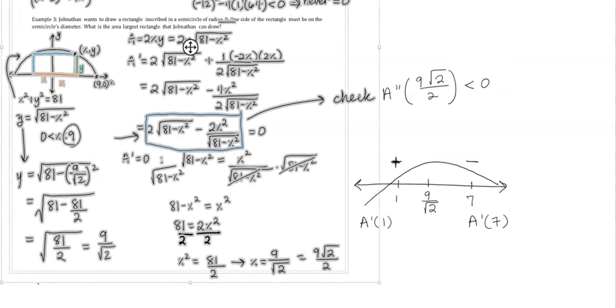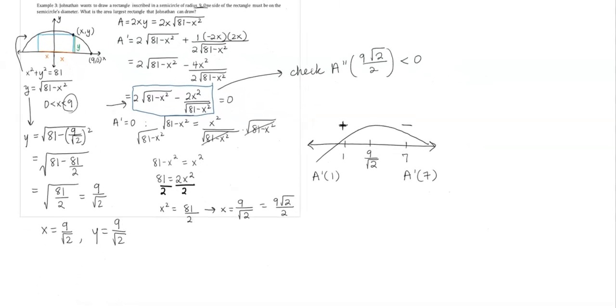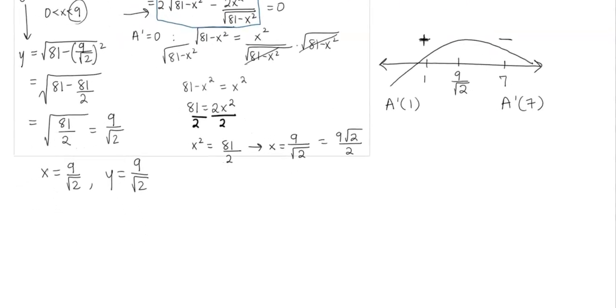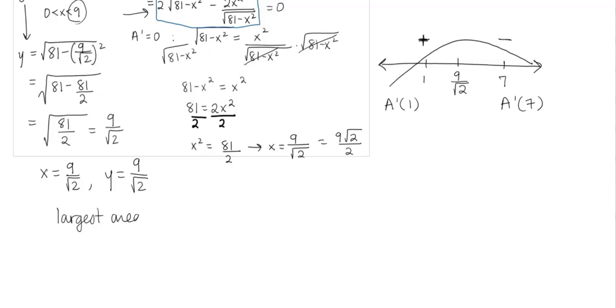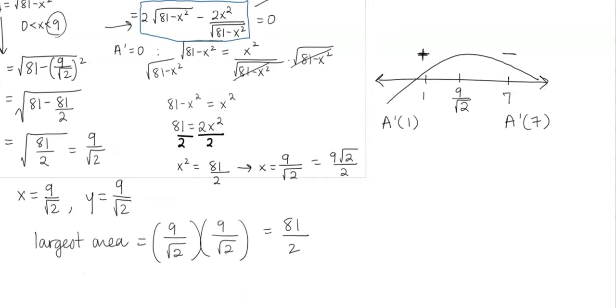So both the dimensions that maximize it are square dimensions when x is equal to 9 over root 2 and when y is equal to 9 over root 2. So then the largest area, I'll just calculate the area by multiplying those two together, will be 81 over 2. And this will be in units squared.